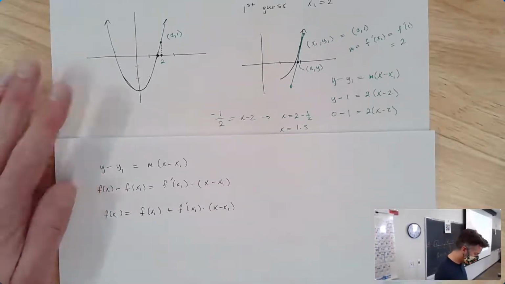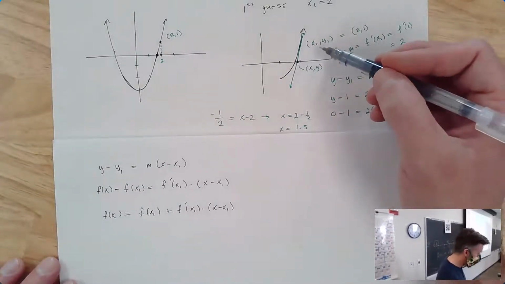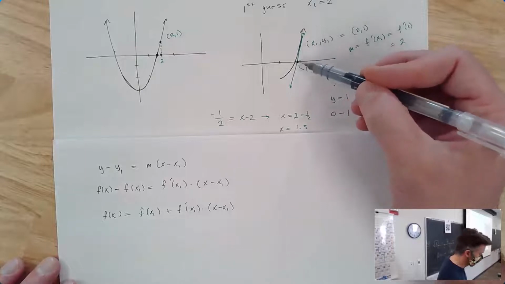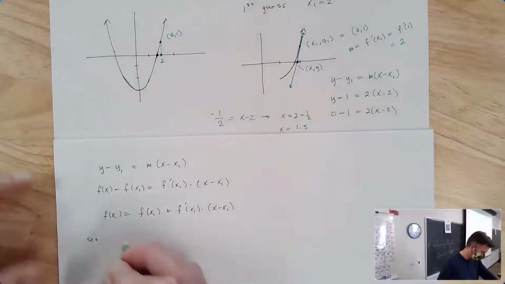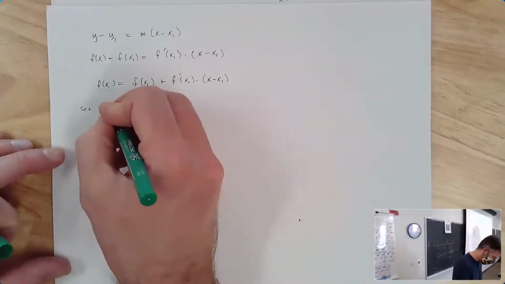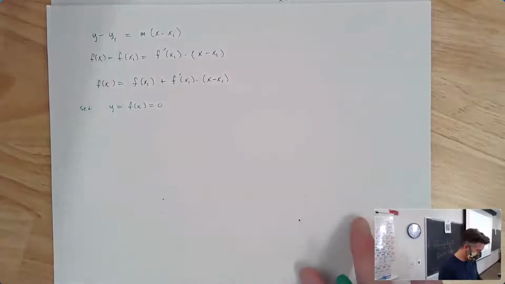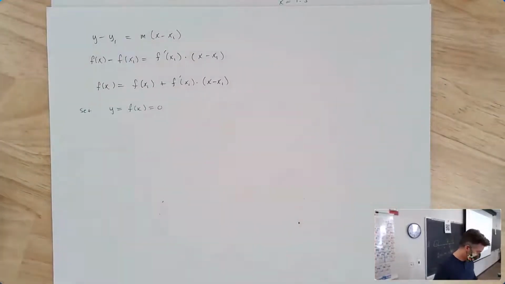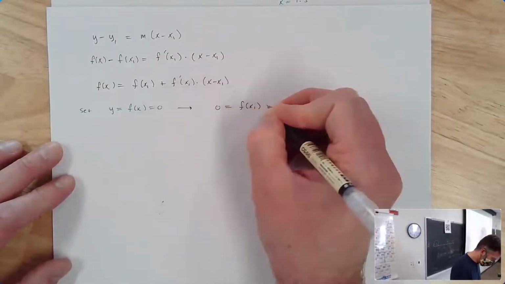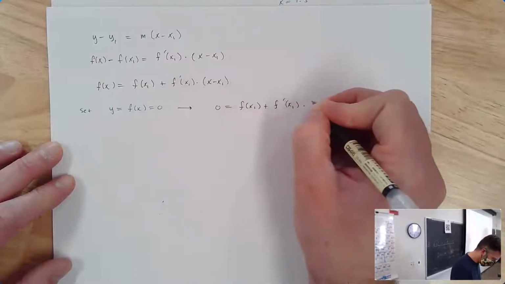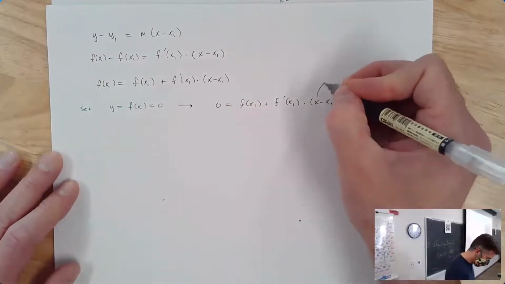Just to reiterate here, we know what the point x1, y1 is, or x1 comma f of x1, and we're trying to figure out what this new point x comma 0 is. So we're going to set y equal to f of x equal to 0. That's going to give us that point that's on the x-axis. Doing that, we get 0 equal to f of x1 plus f prime of x1 times x minus x1. And we're going to solve for x because that's what we're trying to find.